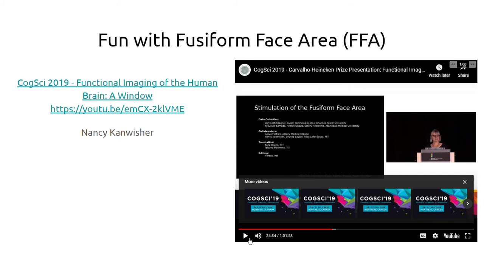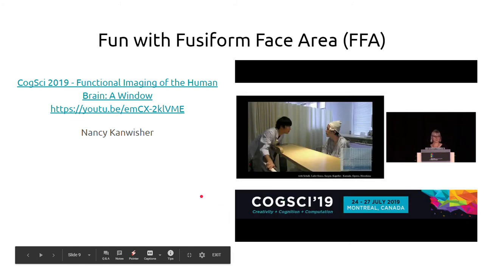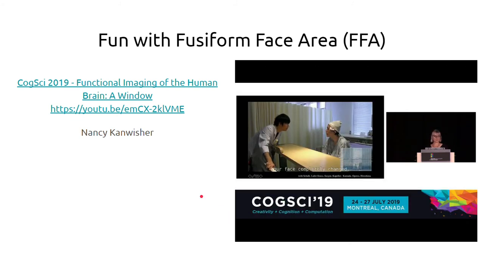But this, I think, is a really striking example of the fusiform face area, and what we're going to do is try stimulating it and see what happens. Doesn't know about the fusiform face area, and he doesn't know where his electrodes are. You can see him getting stimulated right there. You can watch.